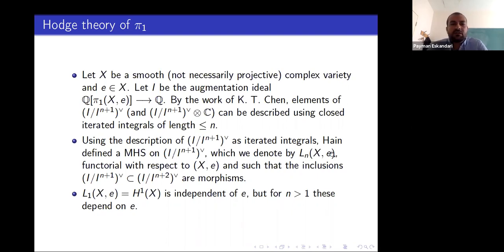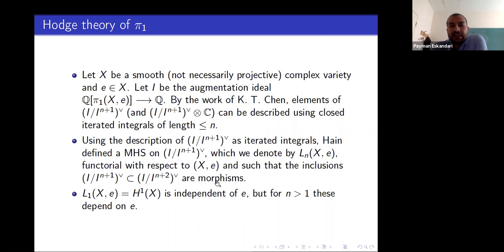That sort of explains the notation we're using here. Now, this mixed Hodge structure, I'm going to take it basically as a black box here. The only things I want to mention are that it's functorial with respect to the pointed variety, and also these inclusions that you have are morphisms. So really you're getting end objects in the category of mixed Hodge structures.